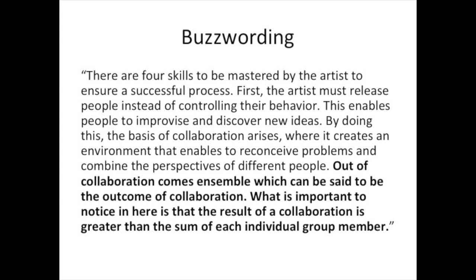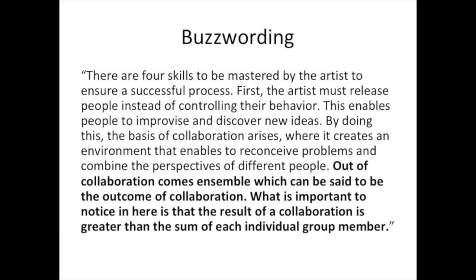And in the highlighted text it says, out of collaboration comes ensemble. And then maybe we could expect an explanation, but we don't get an explanation. We just get a restatement, which can be said to be the outcome of collaboration. So it comes out of collaboration, and then it can be said to be the outcome of collaboration. That's a truism. It doesn't demonstrate any understanding.